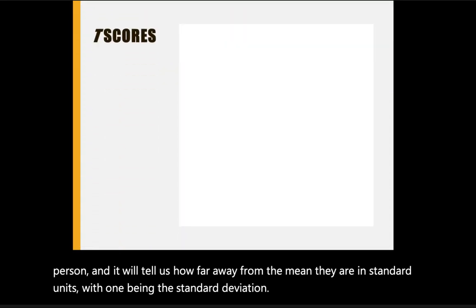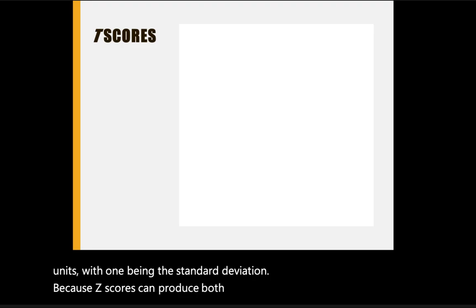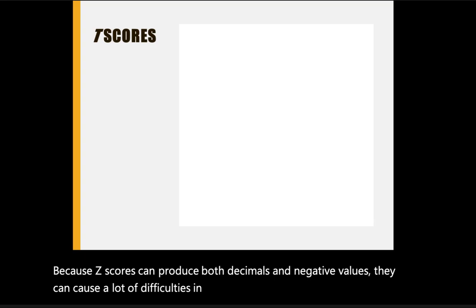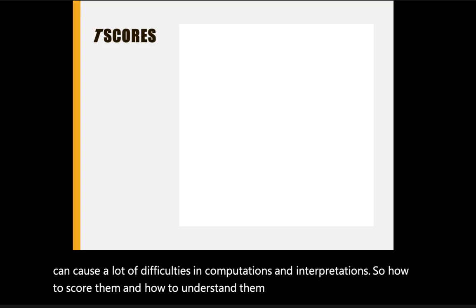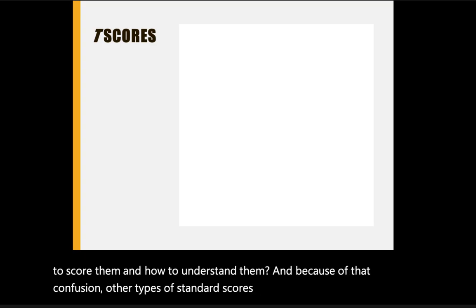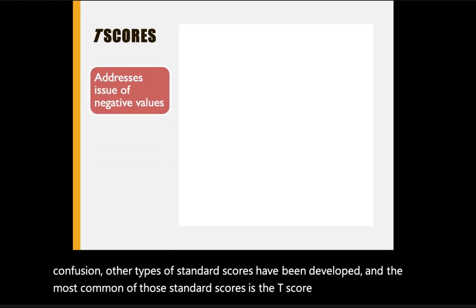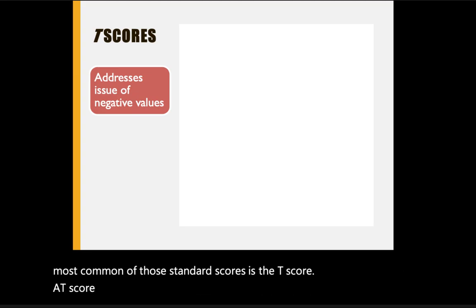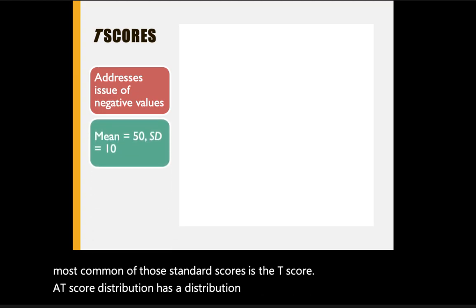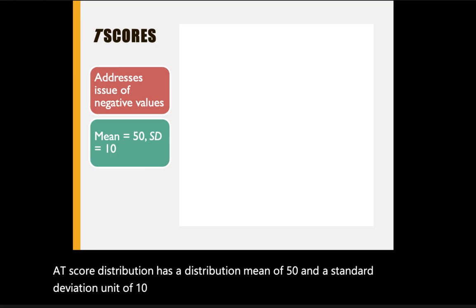Because z-scores can produce both decimals and negative values, they can cause a lot of difficulties in computations and interpretation, so how to score them and how to understand them. And because of that confusion, other types of standard scores have been developed, and the most common of those standard scores is the t-score. A t-score distribution has a distribution mean of 50 and a standard deviation unit of 10. So one standard deviation is 10 units away from the mean.